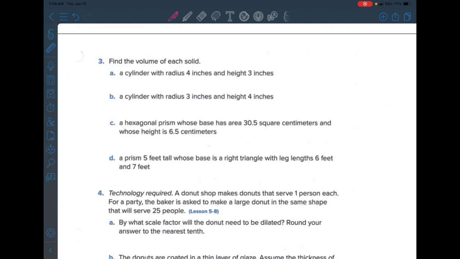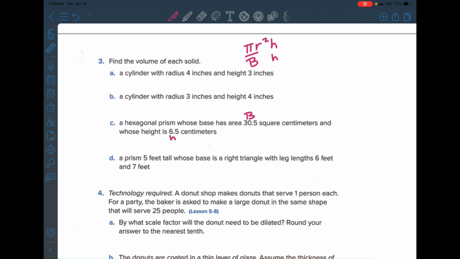On this next part, on number 3, it gives you what the radius of the base would be, the height of it. So remember, you're going to do this because this part is capital B and there's my H. Keep it in terms of pi. Don't multiply pi out. And on C, it says a hexagonal prism whose base area is 30.5 and whose height is this. So capital B is already given for you. And here's my height. So you just multiply those together.